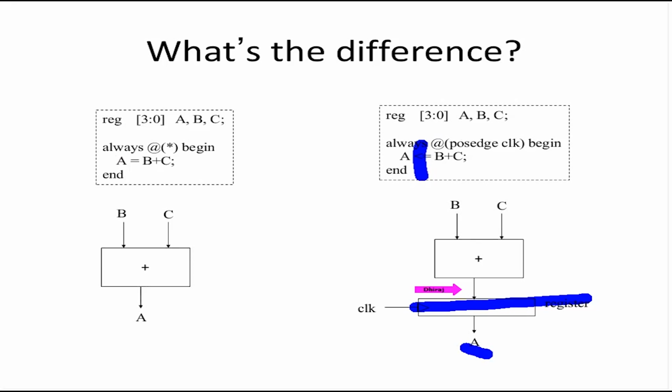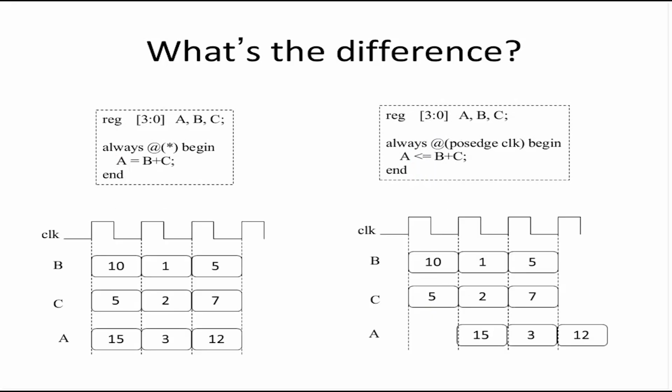So please be very clear. This slide actually captures the summary of the difference between how to code combinational and how to code sequential. On simulation, A will get B plus C immediately on the left-hand side. On the right-hand side, A will get the value of B plus C only at the posedge of the clock. Please make yourself very familiar, very comfortable with this difference.